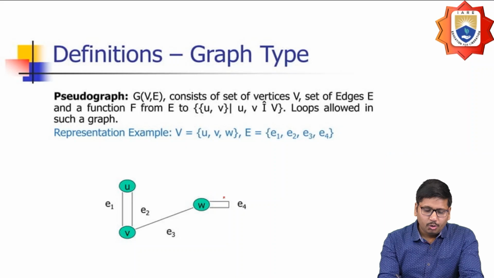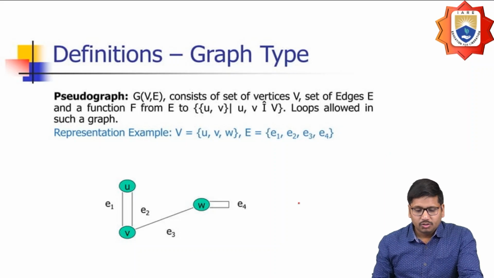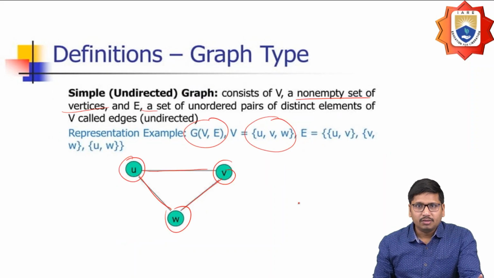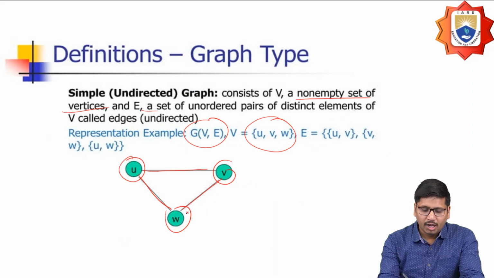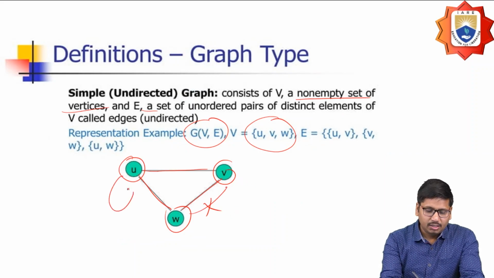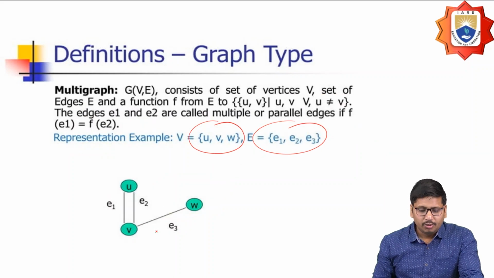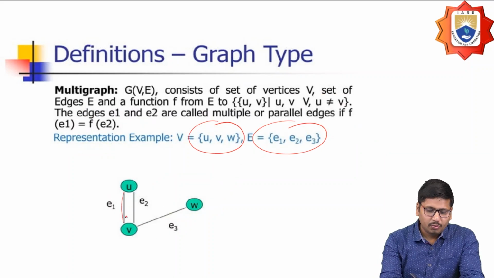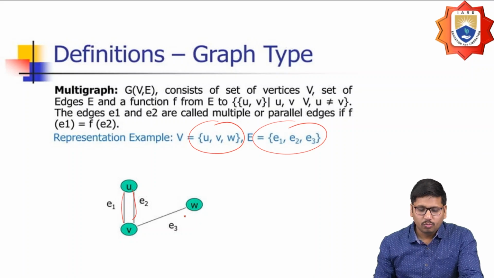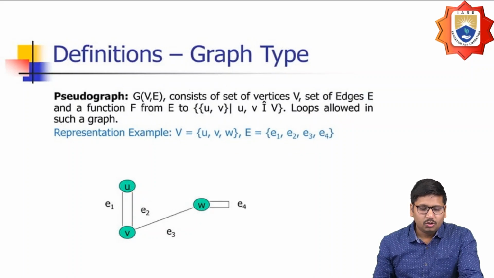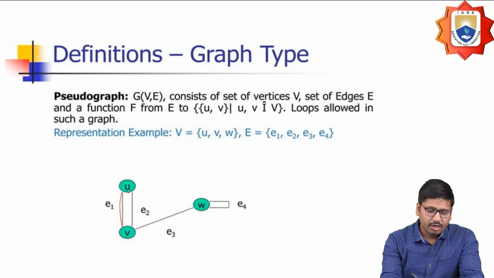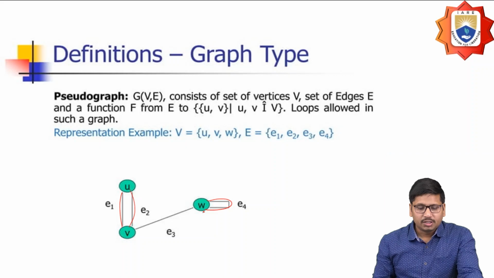Suppose a graph maintains both multiple edges and loops, then I can call it a pseudograph. So till now, I have discussed three types of graphs. The simple graph may not have multiple edges or loops, whereas in a multigraph, two or more edges are maintained between a pair of vertices. And the pseudograph is where we can maintain both multiple edges and self-loops. This kind of graph is what we call a pseudograph.